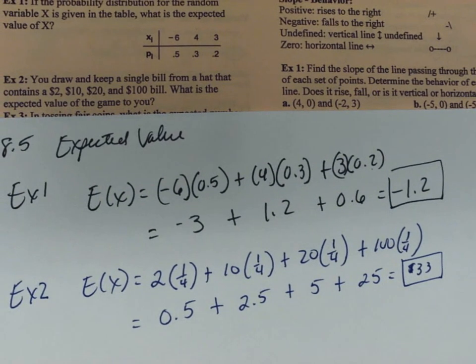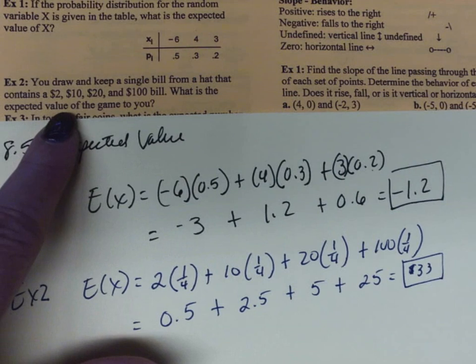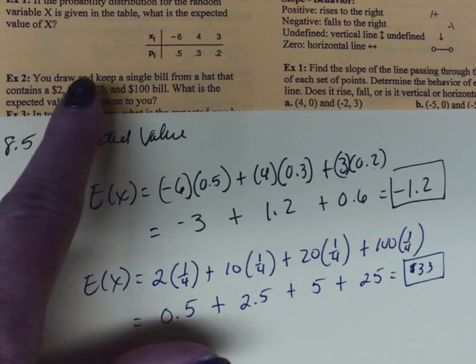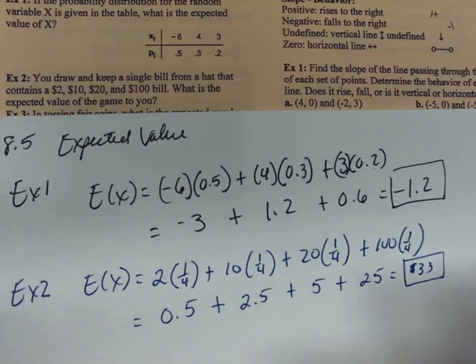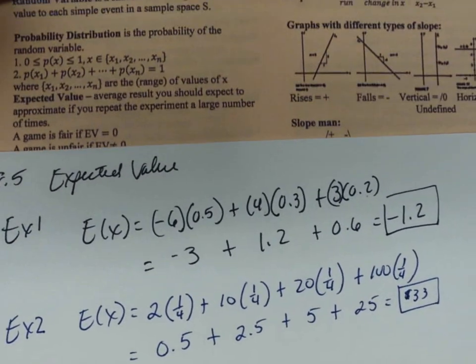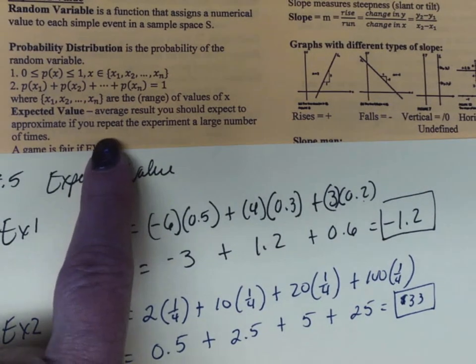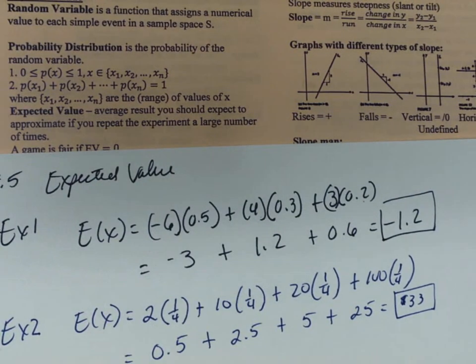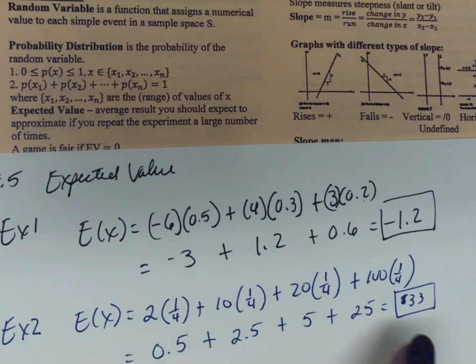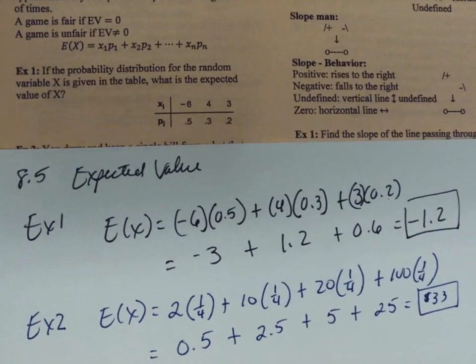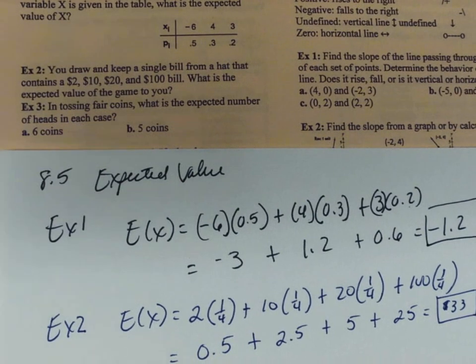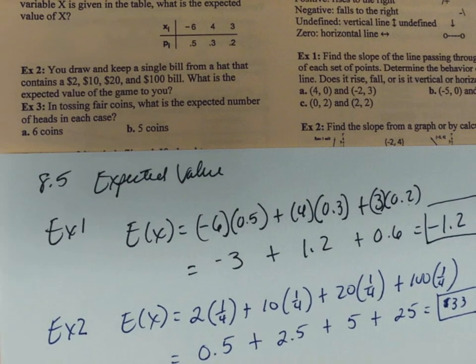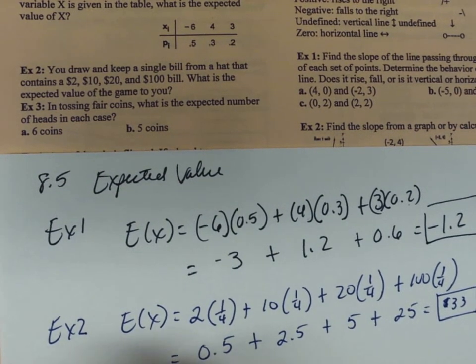And if you're like, but wait a minute, there's no $33 bill. There's a $2, a 10, a 20, and a 100. But over repeating it a lot of times, not just one time, but remember we talked about the definition. If you repeat the experiment a large number of times, the average of $33 would be the expected value. Okay? All right, let's go on to example 3.